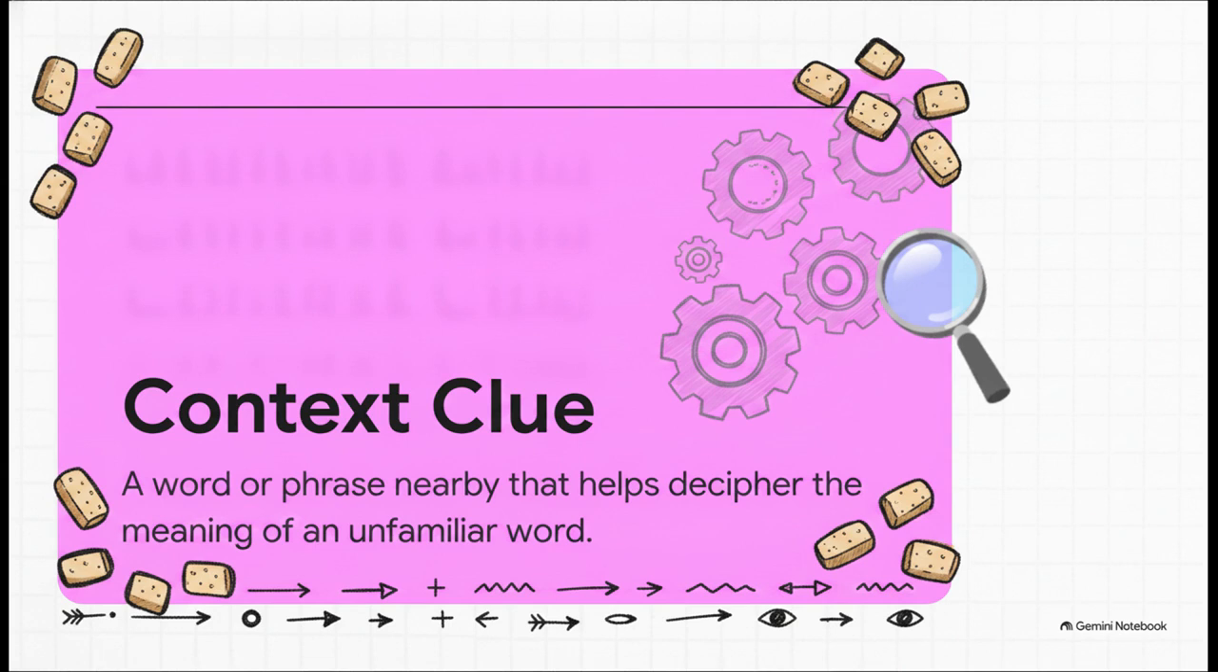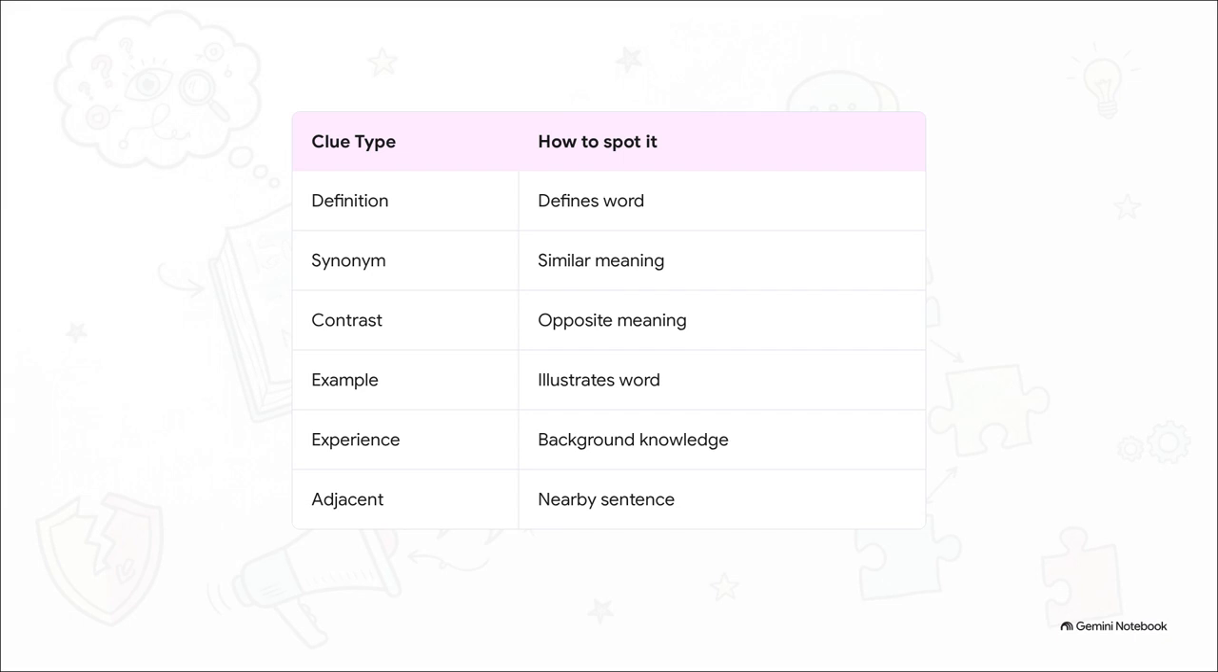A context clue is just a word or phrase located right there in the same sentence, or maybe the one next to it, that helps you decipher what that unknown word means. And you can actually categorize these clues to make them easier to spot. There are 6 major types you're going to run into.